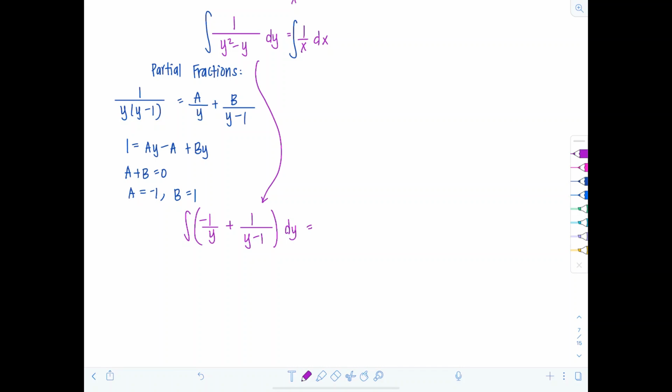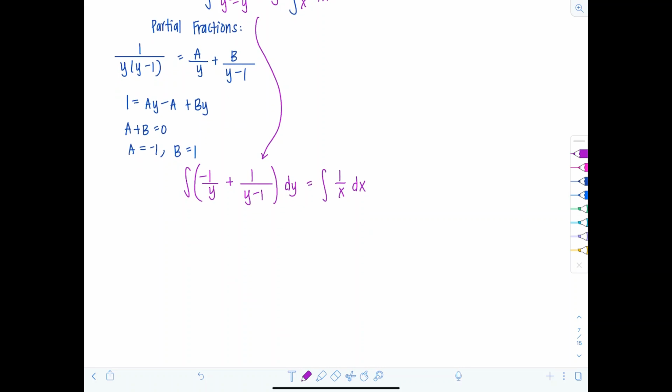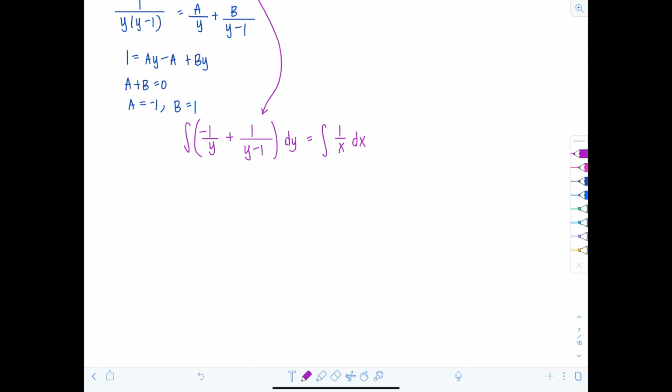Right-hand side is ready to go, but I'll just rewrite it the way it is so we can anti-differentiate all at the same step. Okay? Good. So first integral is going to be negative natural log absolute value of y plus natural log absolute value y minus 1. I'm going to save the plus c just for the right-hand side, okay? And then this equals natural log absolute value of x plus c. There's my c.